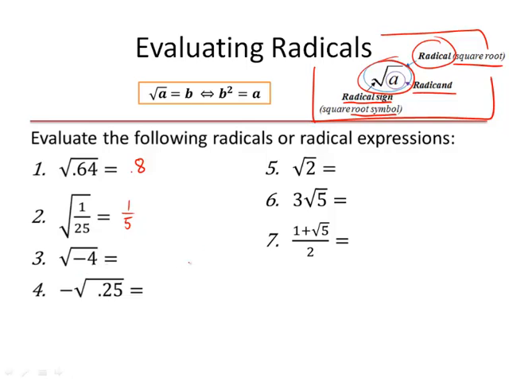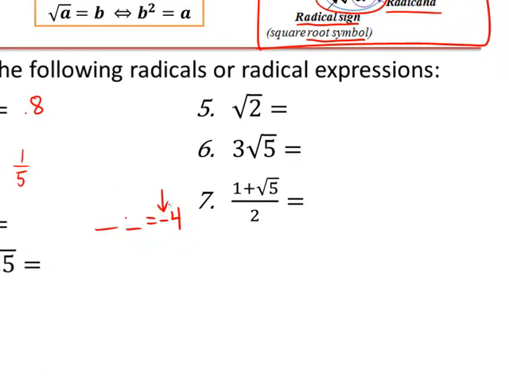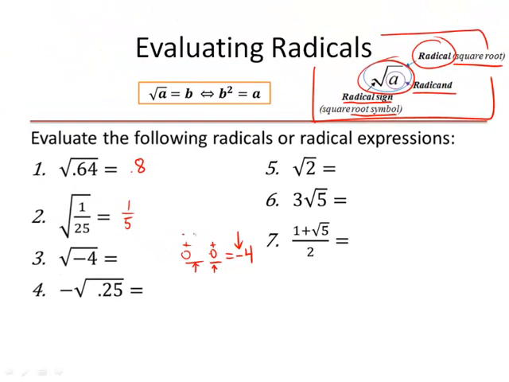Whoa, hold up. What times what is -4? Well, how do we get a negative from the same symbol multiplied by itself? These numbers have to be the same. So if we had a plus or minus and minus, there's no possible way for us to get a negative. So this actually is non-existent.